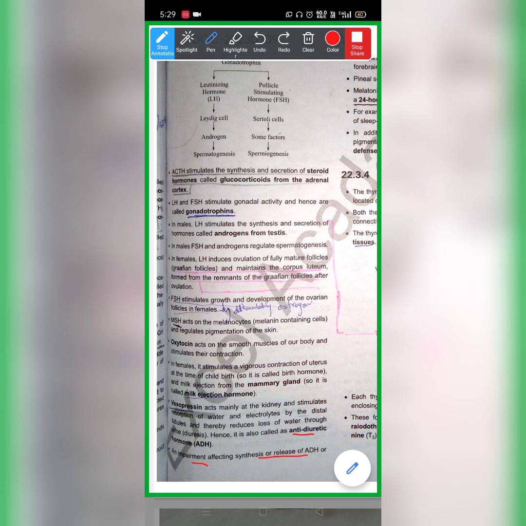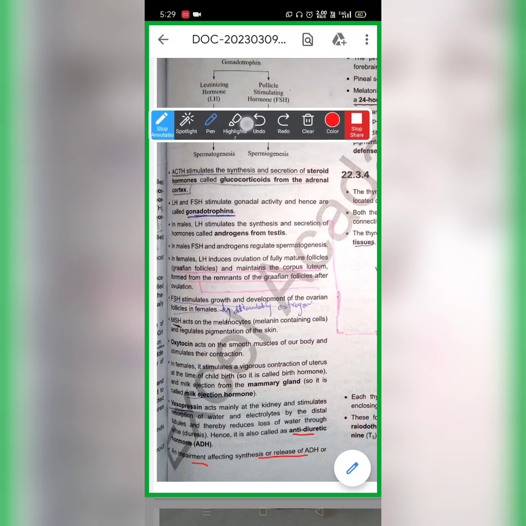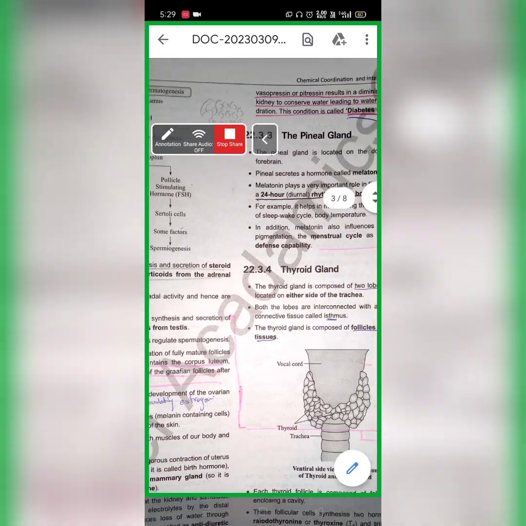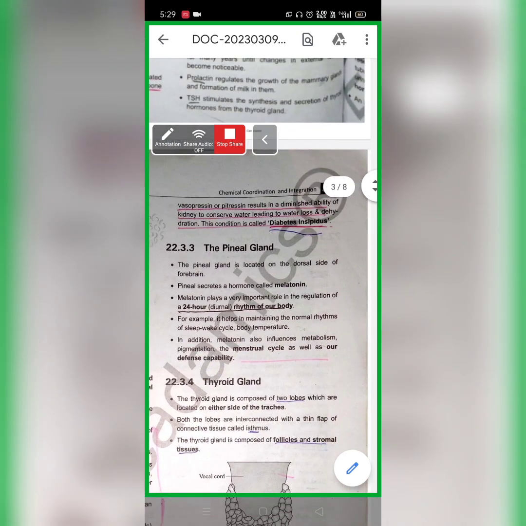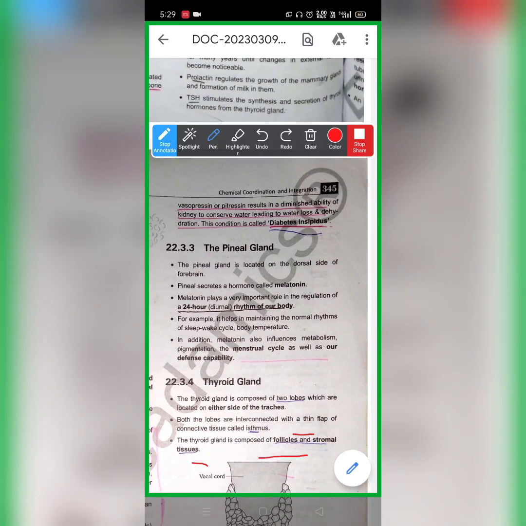Whenever there is impairment in the function of the antidiuretic hormone, its function will be affected. Therefore more water loss will happen, and because of that there will be dehydration. This particular condition is called diabetes insipidus.